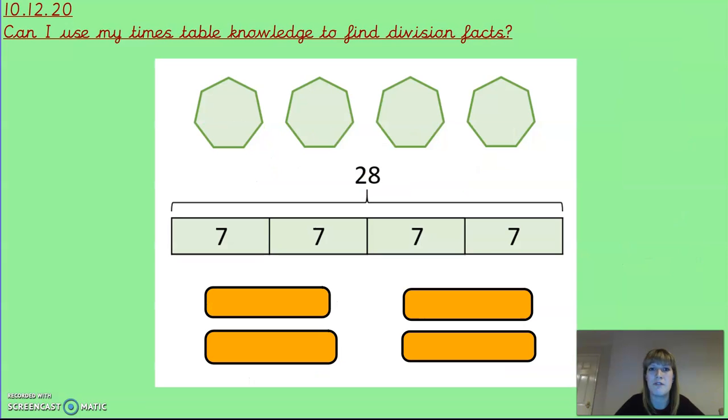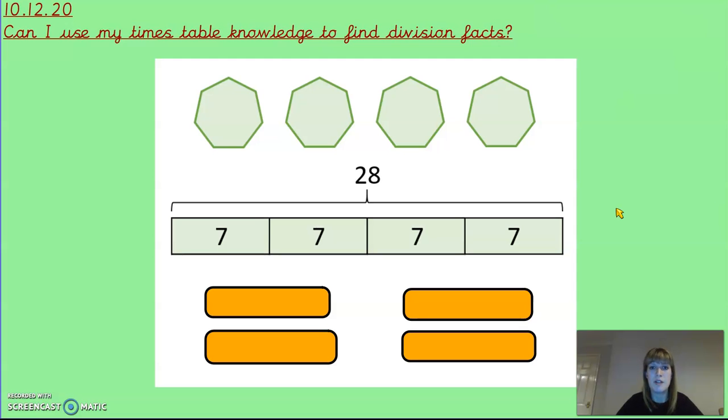So now let's look at our division facts. So we've got the same heptagons at the top and we've got 28, and now we've got a bar model at the bottom and it's split into 4 equal parts of 7. So there are different ways you can write these questions out with the times tables and division. Why don't you have a go at writing down your 2 times table questions and 2 division questions, and I'll give you a minute or so to do that, or you can just pause the video.